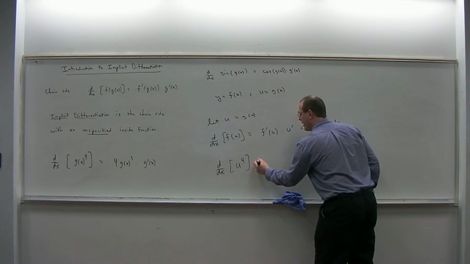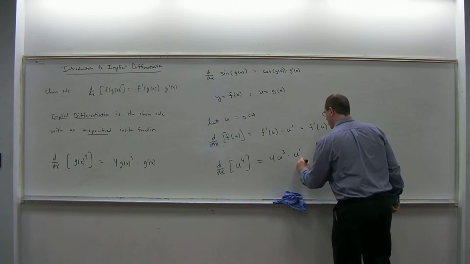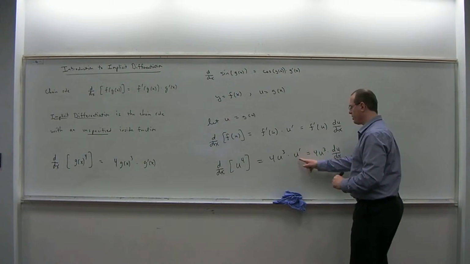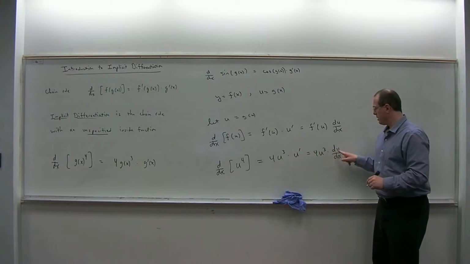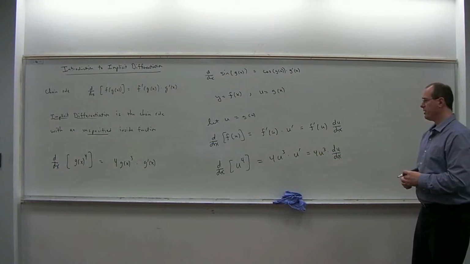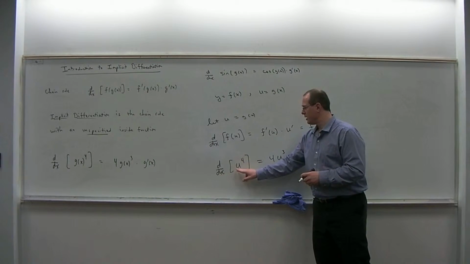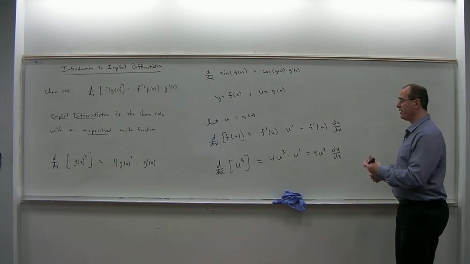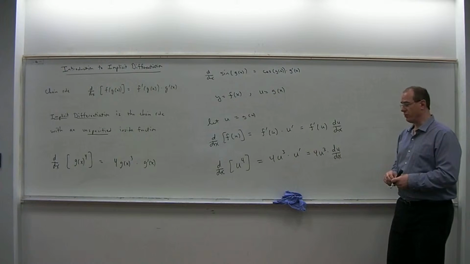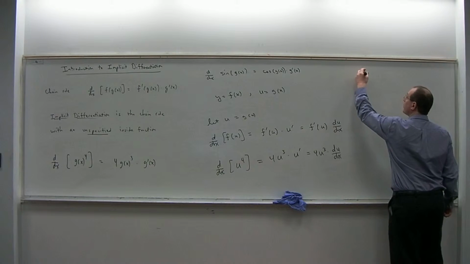So u is a function of x, so this is 4 times u to the third times u prime, or 4 times u to the third times du dx. U is a function of x, so u prime is du dx. This is implicit differentiation. U is implicitly a function of x. The derivative of u to the fourth is 4u cubed times the derivative of u. The chain rule.